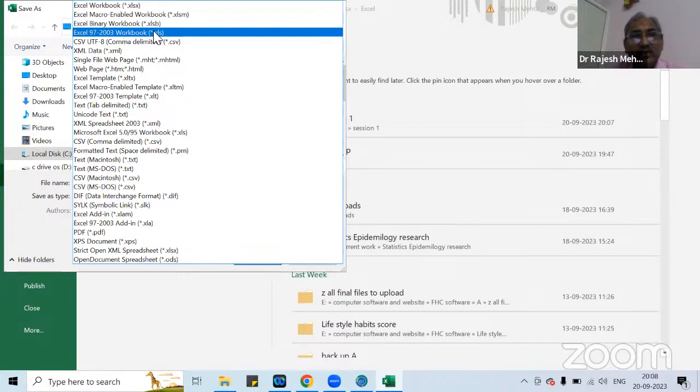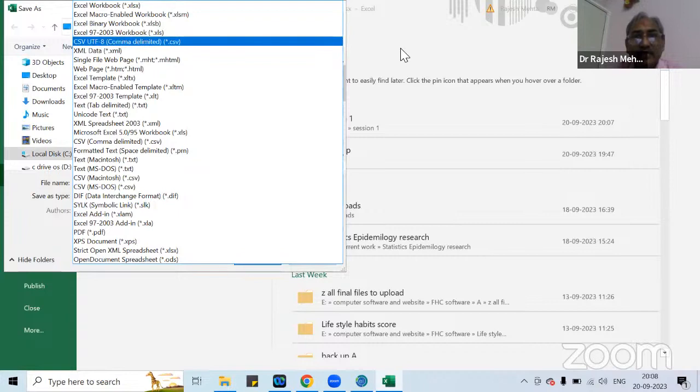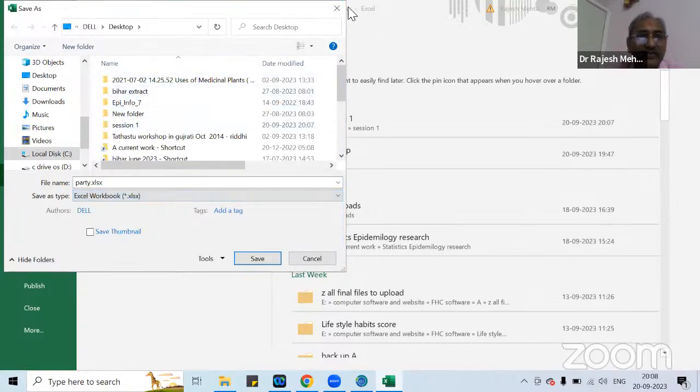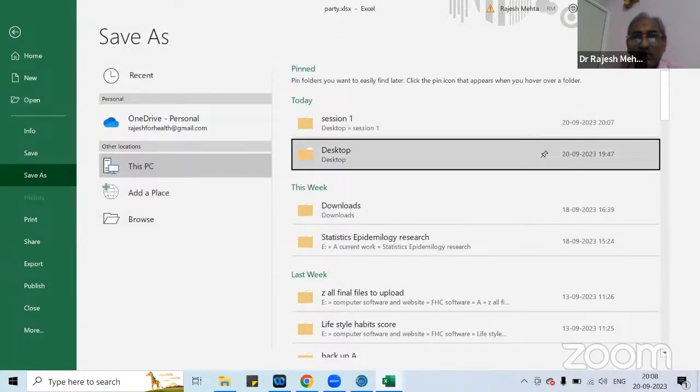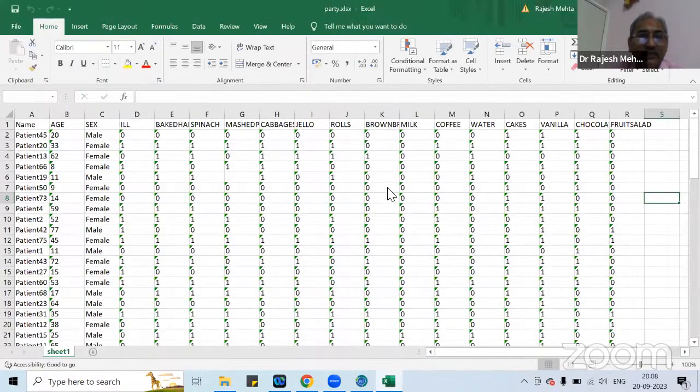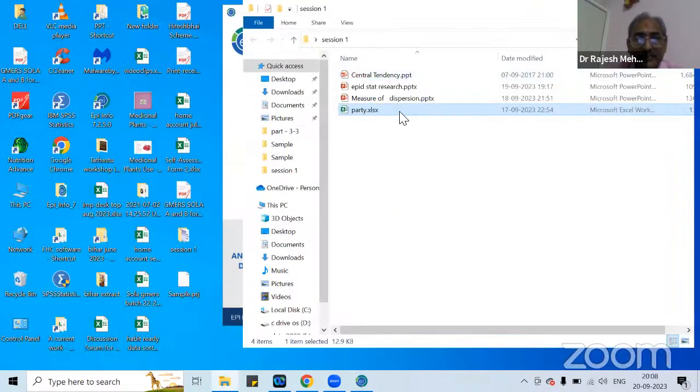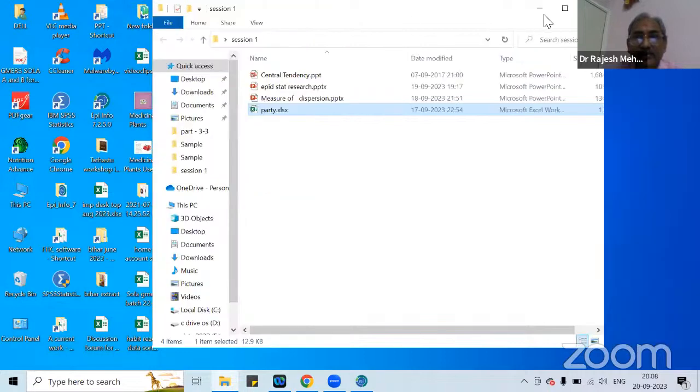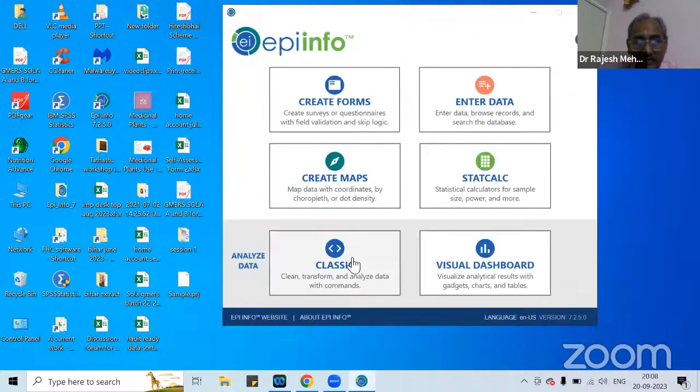because Epi Info is also progressing fast, but Microsoft is much faster than Epi Info. That's why sometimes we need to go for an older version. So here is the older version, XLS, that you can select. So right now, I know that this is my file, and now I will be analyzing it with Epi Info.